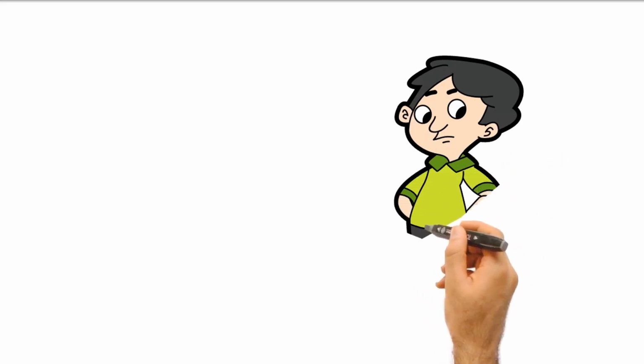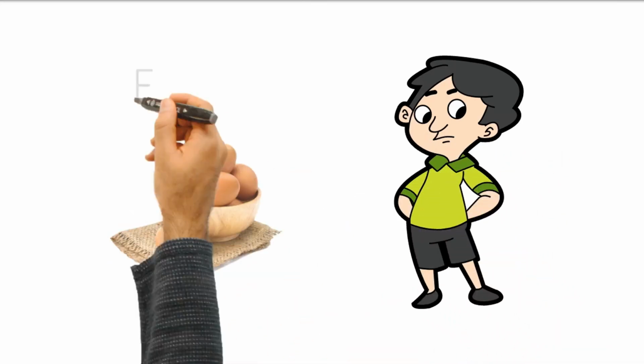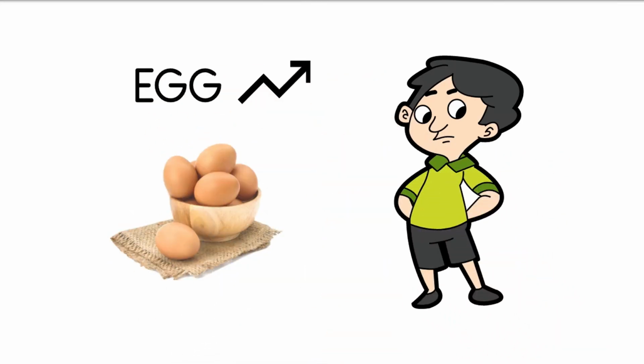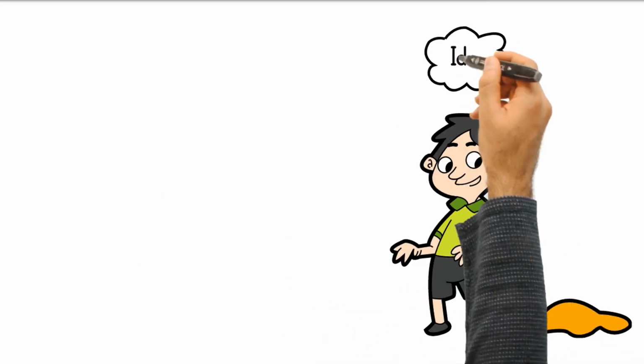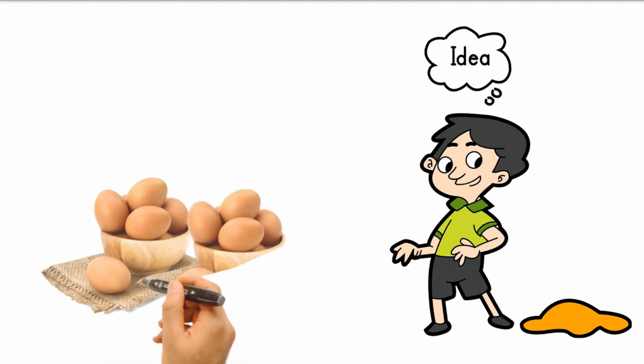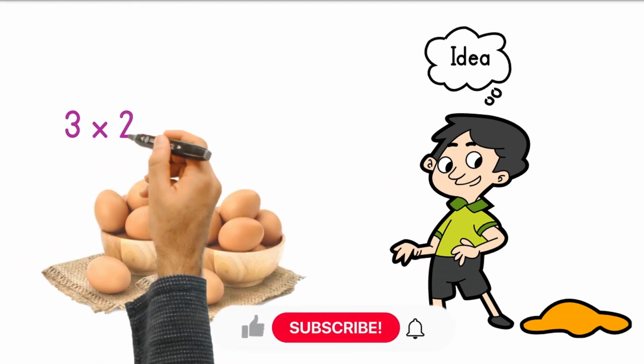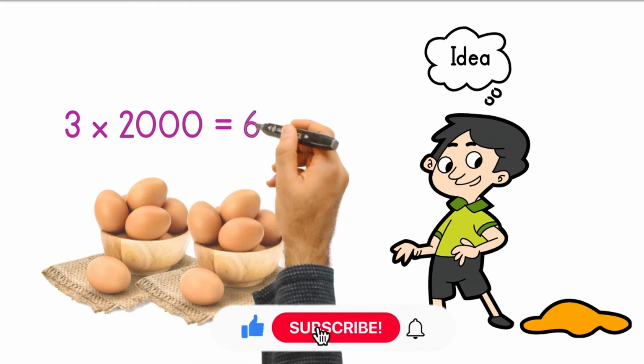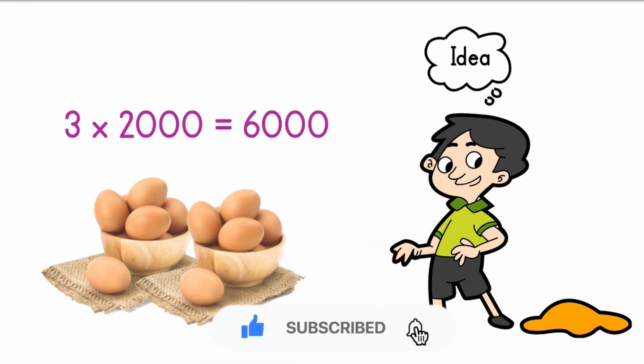There is a person named Ram. He got information that the price of eggs is going to increase in 2 days. Suddenly, he got an idea. He thought, I can buy a lot of eggs now and sell them for a higher price after 2 days. So he invested 3 rupees and bought 2000 eggs for a total of 6000 rupees.